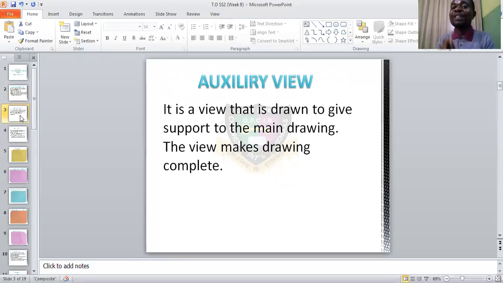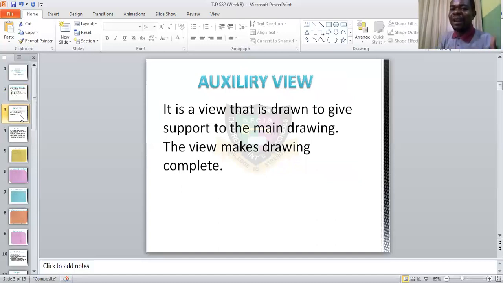It is the view that is drawn to give support to the main drawing. That is, the view makes the drawing complete. That is the main purpose. You do not just draw it like that. Just like you have the plan and the end elevation, that means the front elevation is missing. The drawing is not complete. So you need to have the front elevation.